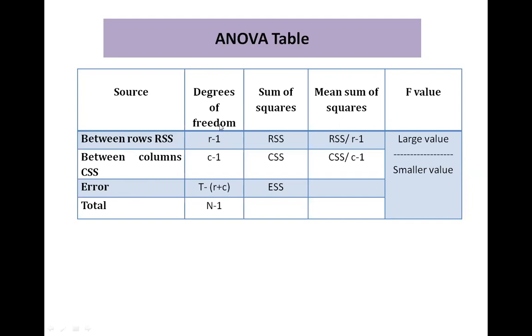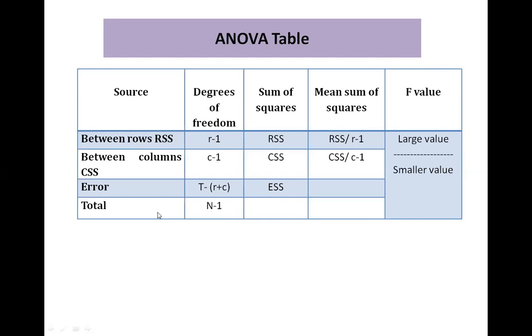Degree of freedom means, for example, there are 3 treatments. After selecting one treatment, how many choices do you have? You can process your experiment with only 2 treatments. This is nothing but the degree of freedom. How much freedom do you have? After selecting one, you can select only 2. So that's why it is n minus 1, or 3 minus 1, which is 2. This is nothing but the simple ANOVA table.